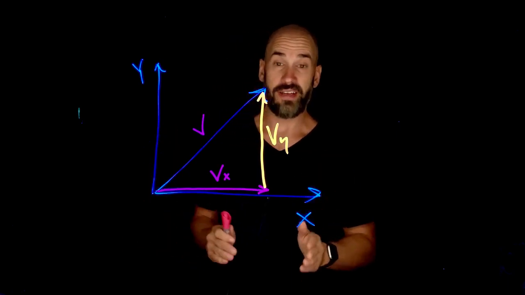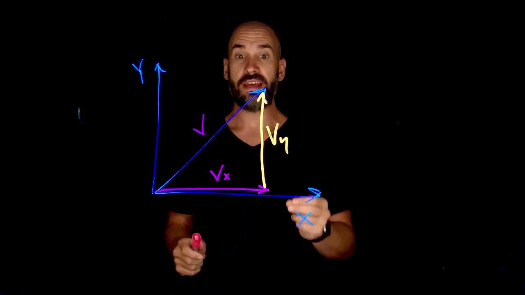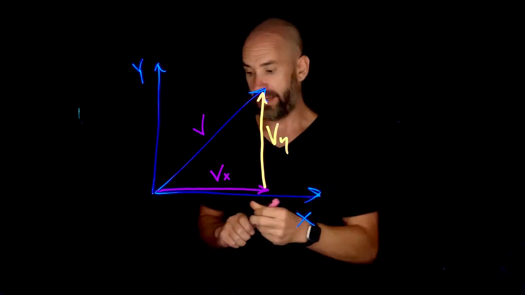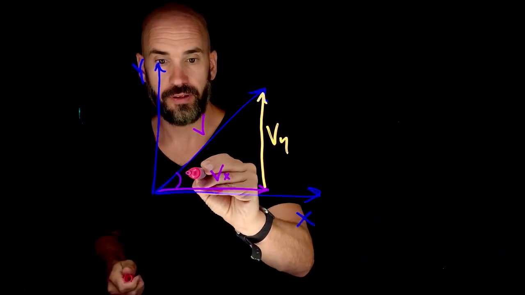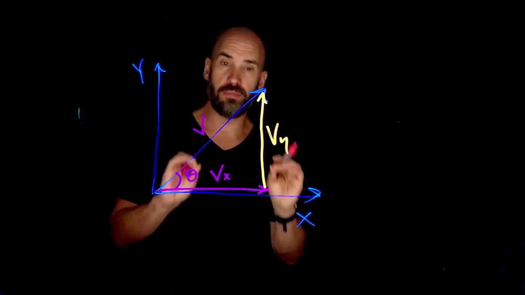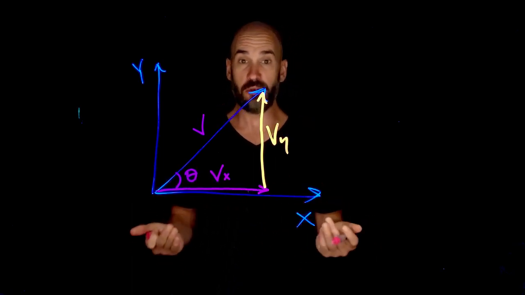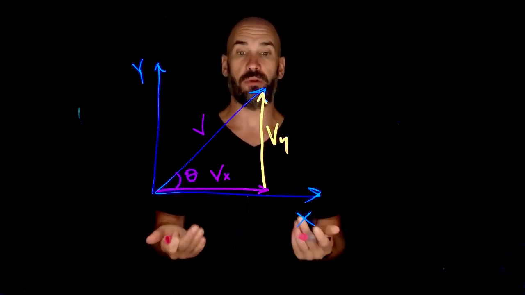So now we want to take the opposite example. What if we have the magnitude and the direction of a vector, but we don't have the components? How can we get the components from the magnitude and the direction? And the answer is we just do the same thing we've been doing all along. We use what we know about the right triangle.